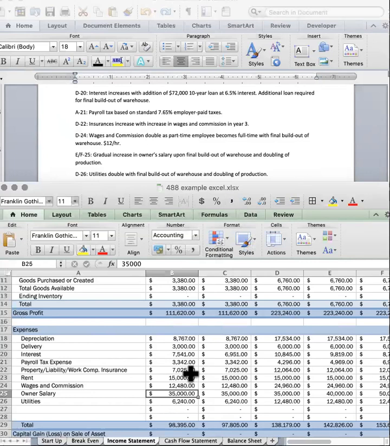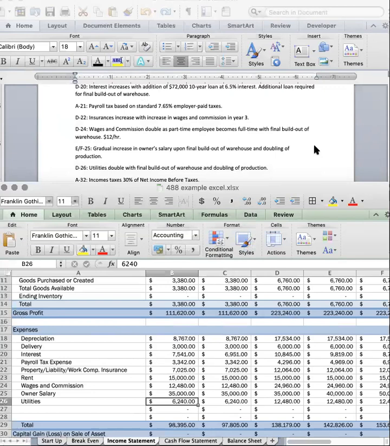All of these expenses, oh, first I guess we missed utilities. Okay, he also has utilities here to heat and cool and run electricity in the warehouse. And obviously these are going to increase once production, as you can see from here to here, once production and the space needed to heat and cool increases.